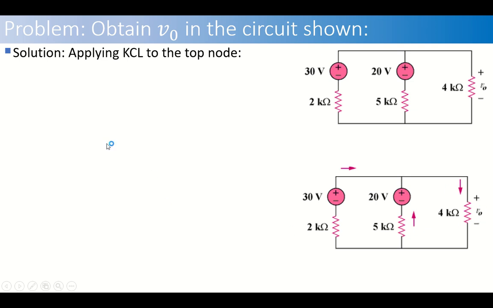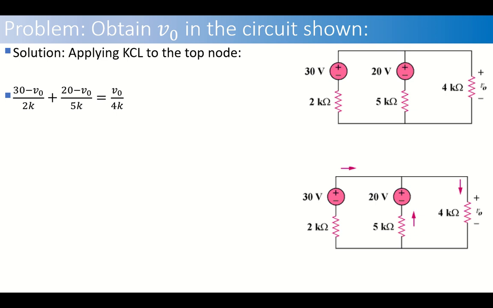So now we can easily apply KCL, because at this non-reference node there are three branches connected. This is an incoming current, this is also an incoming current, and this is the outgoing current. So according to KCL, the sum of the incoming currents should be equal to the sum of the outgoing currents. The current in this branch will be equal to (30 minus V0) divided by 2K, the current in this branch will be (20 minus V0) divided by 5K, and the outgoing current will be V0 divided by 4K. So we can simplify this.